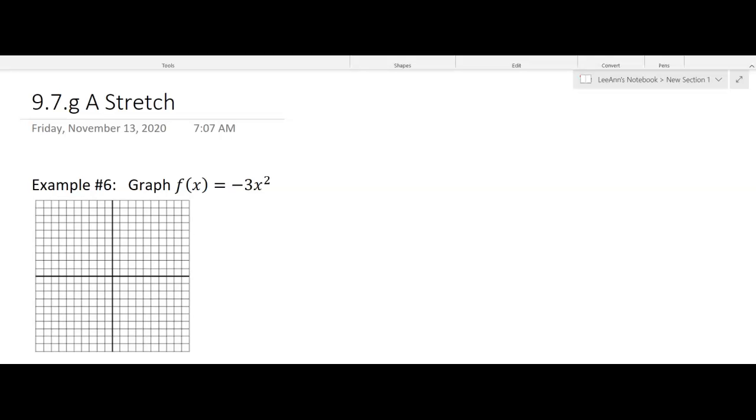Okay, so I looked in the book. They don't call it a stretch. They just say it's wider or skinnier. They say it's skinnier. So your parabola is getting skinnier, and that's when the absolute value of A is greater than 1.